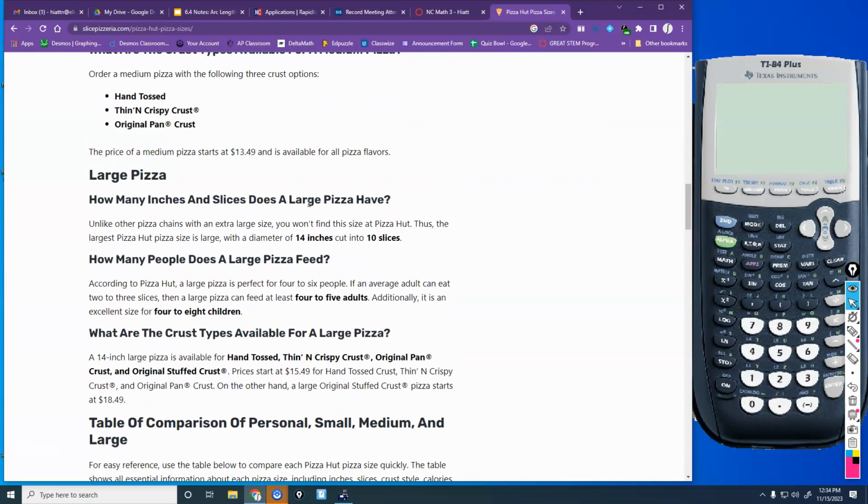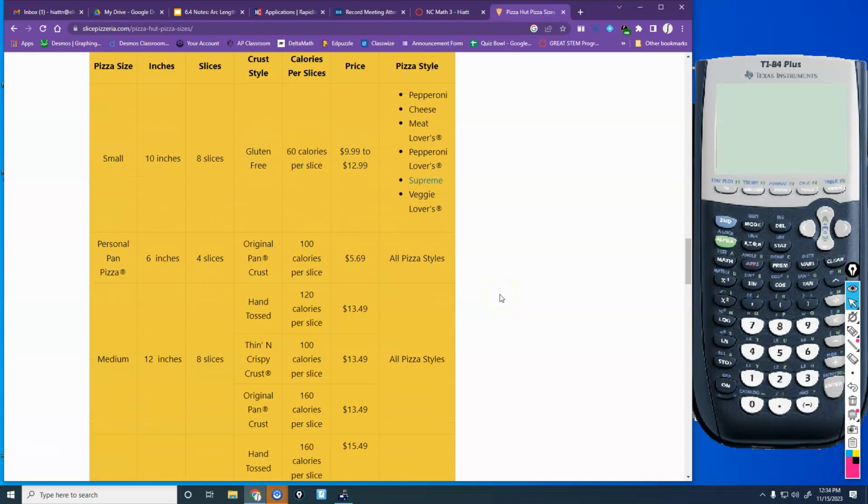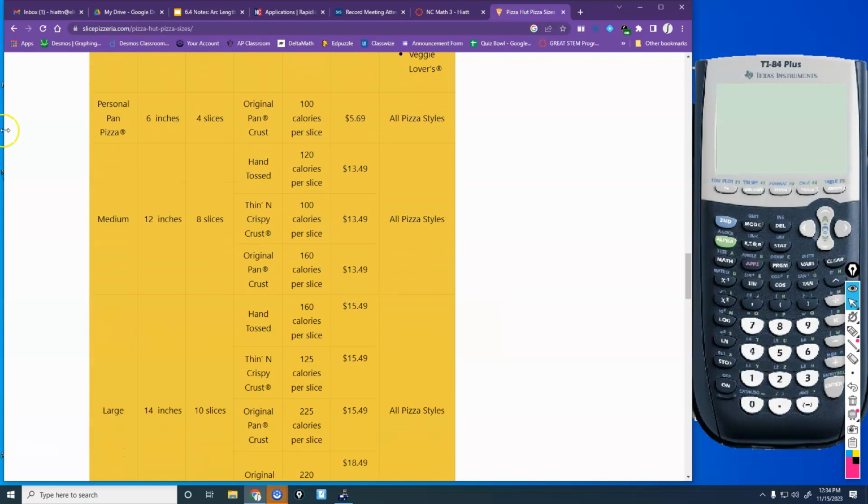Okay, I'm not sure if this is accurate or not because this is not from Pizza Hut's website, but Pizza Hut's large pizza has a diameter of 14, and it's cut into 10 slices. Well, I need to know about the medium now. Okay, oh, here we go. Medium is 12 inches and 8 slices. Oh, okay. We need to know these things: 12 inches, 8 slices for the medium; 14 inches, 10 slices for the large.